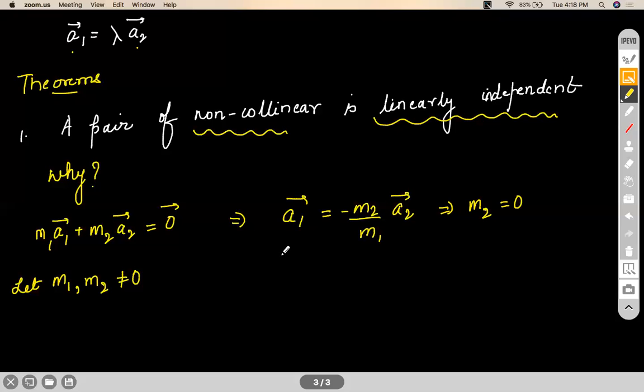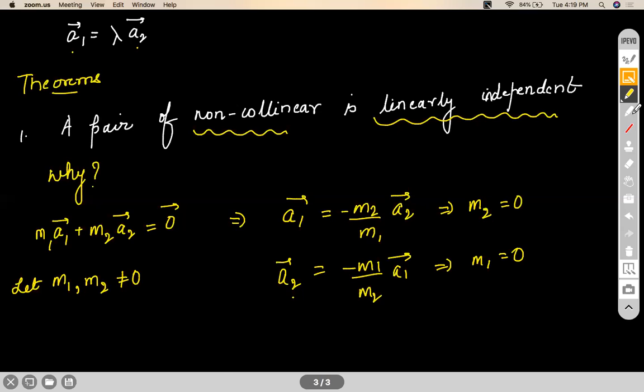Because there should not exist any non-zero scalar by which I can express the vector A1 as a linear combination of A2. Similarly, A2 can be expressed as minus M1 by M2 times A1. But again, this will violate the condition of A1 and A2 being non-collinear, because if you can express A2 as lambda times A1, then they must be collinear. But that is not the case, which means M1 should also be 0.